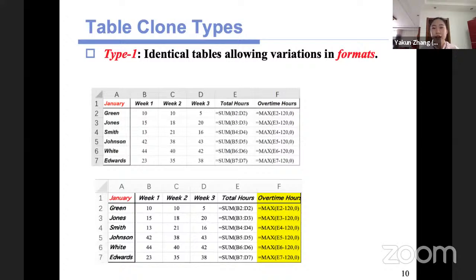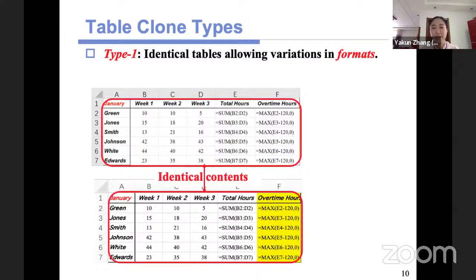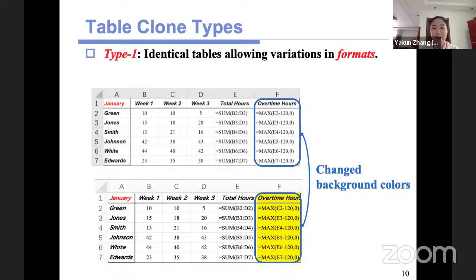We observe that the tables in a table clone can be modified in different ways. We categorize the table clones into 4 types. The type 1 clone is identical tables which allow variations in formats. This is an example of a type 1 clone. They are identical in content, but have variations in background colors.